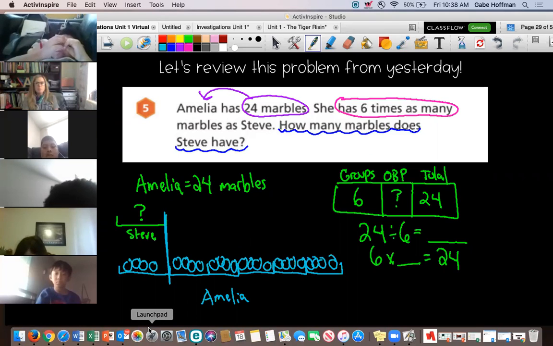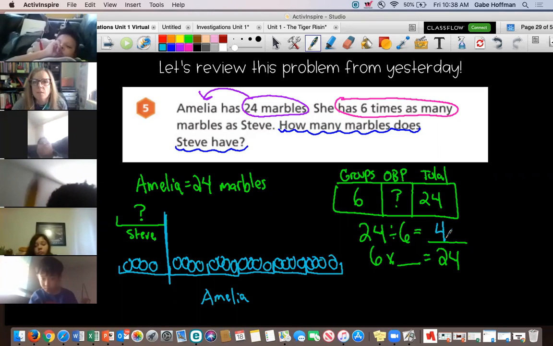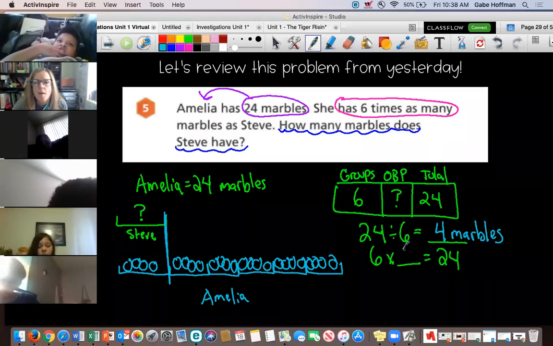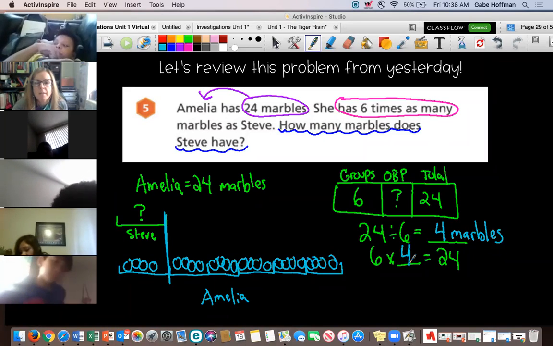Very good. I'm seeing a lot of 4s. So we know that Steve has 4 marbles. So our answer is going to be 4 marbles, right? Or we could say 24 divided by 6 equals 4. So those are tricky. Sometimes when we already know, you have to pay really close attention to the wording.